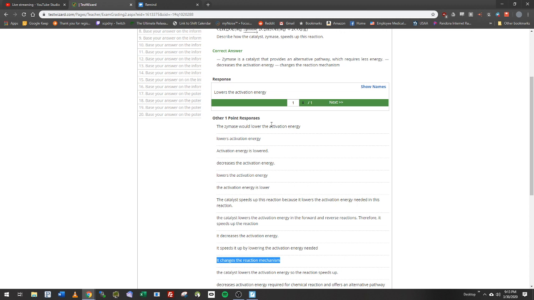But I never used the word changes the reaction mechanism, and I honored it because it was on the key and technically it's correct, and I would take that if it was a Regents exam. But at the same time, I don't know where that phrase would have come from unless this was actually looked up on the internet, because all of these questions you can find on the internet.